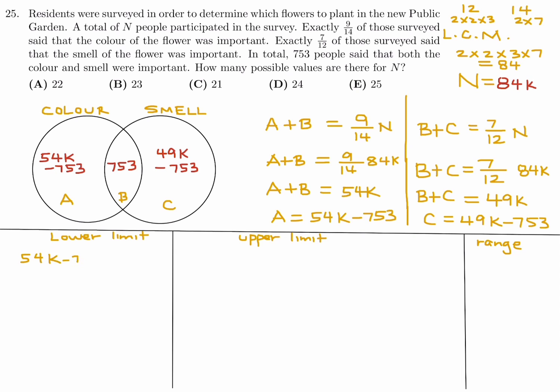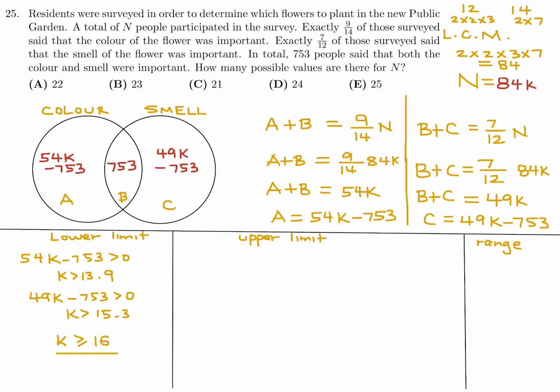54k minus 753 has to be greater than 0. From this, you get that k is greater than 13.9. And then the other one, 49k minus 753, is also greater than 0. So that gives me that k is greater than 15.3. So combining these, k has got to be greater than 15.3. So k is greater than or equal to 16, because k has to be an integer also. It represents the value of n, and n is also an integer because n represents the number of people. So this is our lower limit right here. k has got to be at least 16.